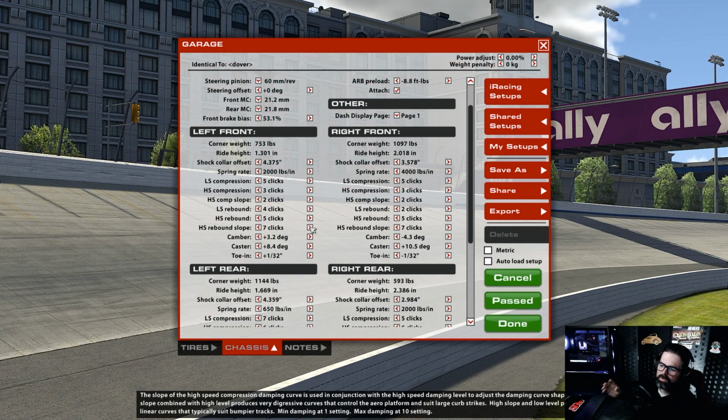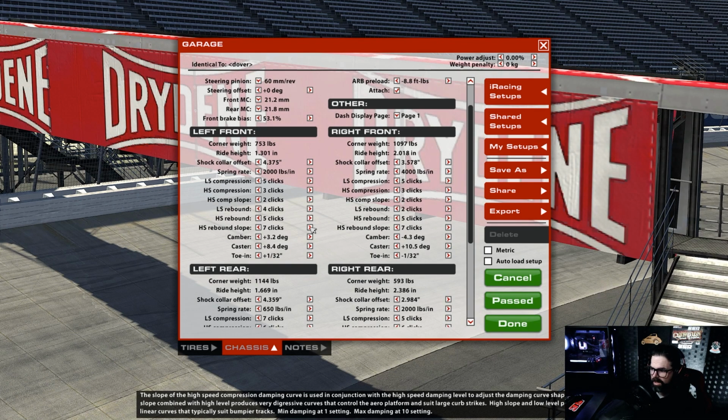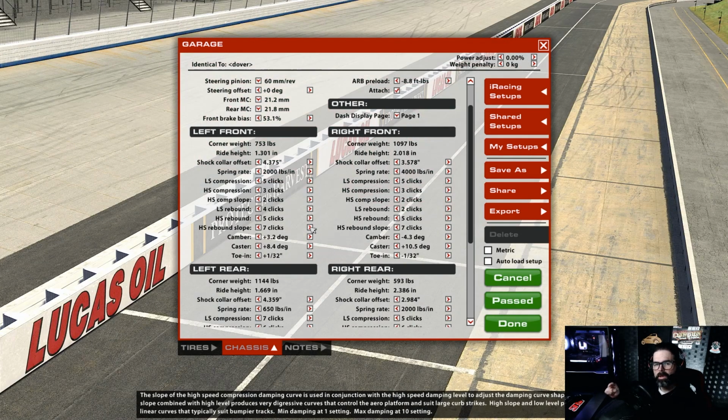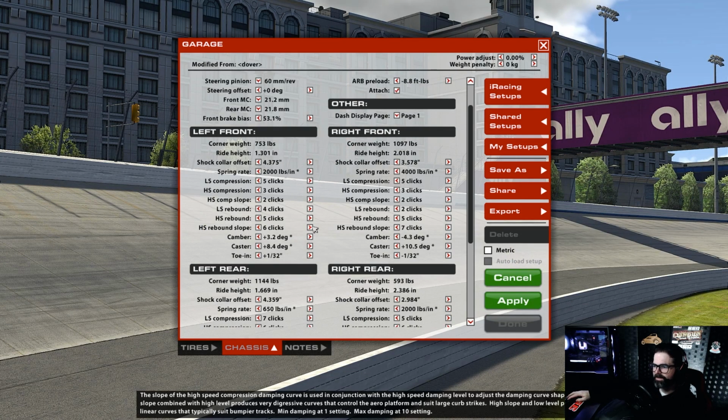It'll say low slope combined with high level produces very digressive curves that control the aero platform and suit large curb strikes. High slope and low level produces linear curves that typically suit bumpier tracks. Now, this is where it gets confusing. See, when iRacing says low slope combined with high level, most people think, oh, low slope, that means I want to decrease the number. That's not what they're talking about, unfortunately.